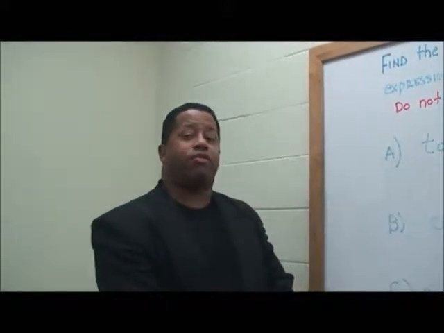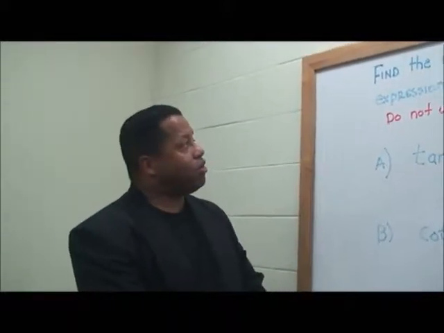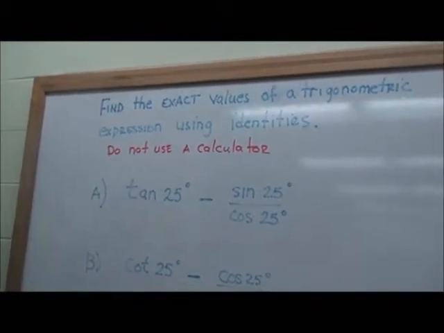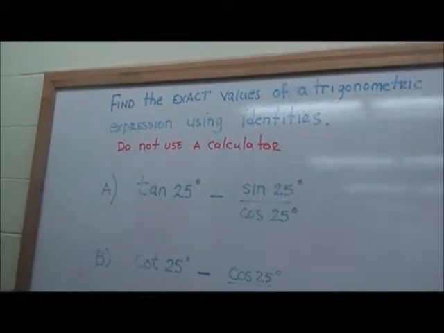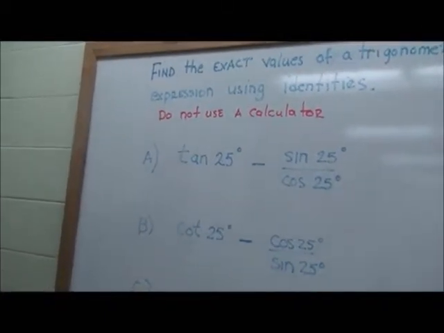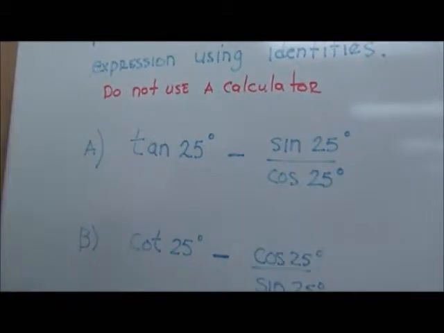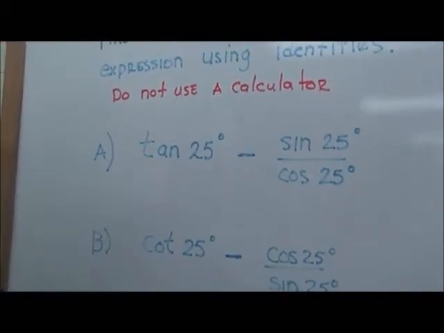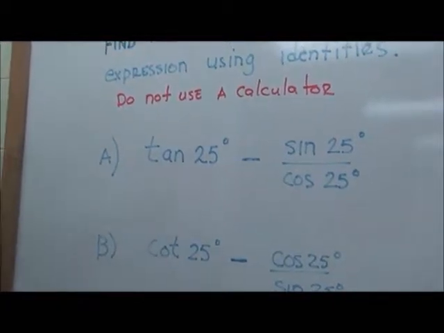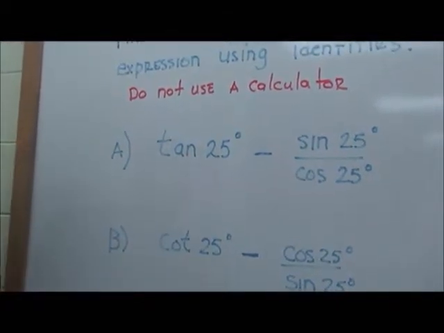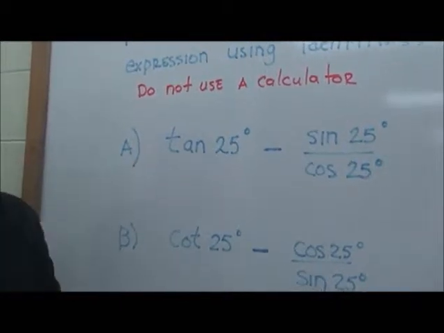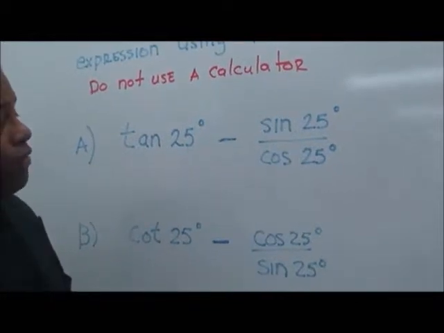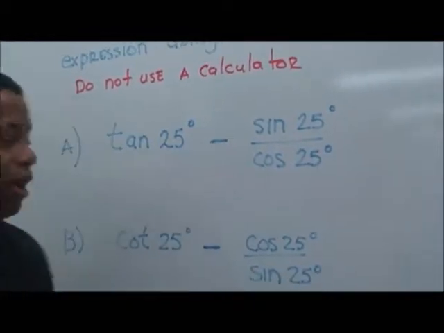Hi, this is the professor, and today we're going to talk about finding the exact values of a trigonometric expression using identities. With this exercise, we're not going to use any calculators because we're going to try to calculate the values by finding the trigonometric identities. However, for A, let's talk about tangent 25 degrees minus sine 25 degrees divided by the cosine of 25 degrees.